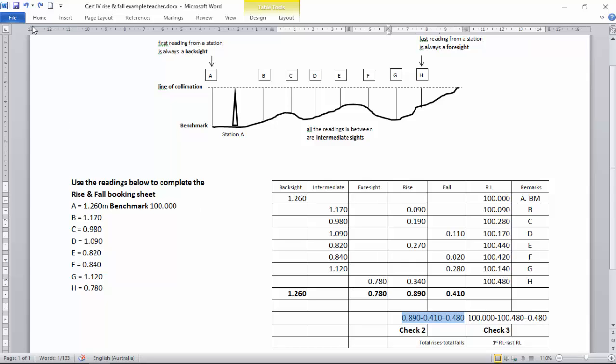So we're on track. Our first check is total back sites minus our total foresights. So there's our total back sites and our total foresights. So it's 1260 minus 0.78 gives us 480 again. So we look at that and we can say bingo, 480, 480, 480. If those figures aren't the same, you've made a mistake somewhere in your booking sheet and you need to go back and redo it. So that's it. Okay, good luck.